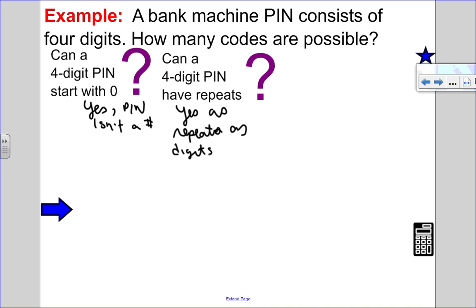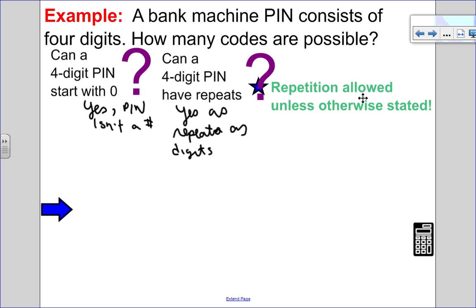Now, you'll notice that this question didn't say anything about repeats, and this is an important note. Repetition is always going to be allowed unless otherwise stated. So if they didn't want repeats, they would say, a bank machine PIN consists of 4 digits. How many codes are possible if no digit repeats? So because it doesn't say that, I can safely assume repeats are allowed.